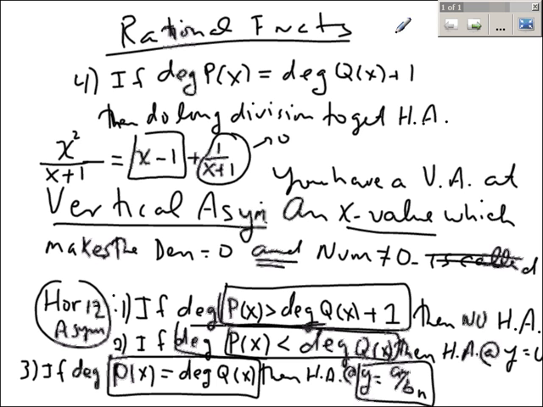Okay, that's how you do number 4. You do the long division, and then the remainder part you ignore. And the horizontal asymptote, in this case, would be y equals x minus 1.